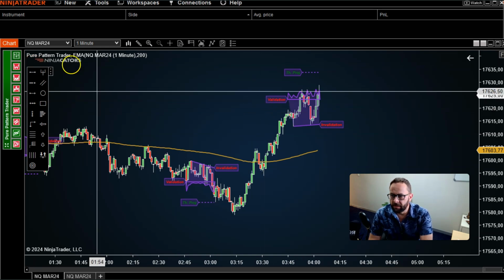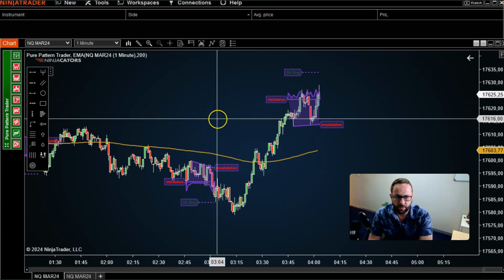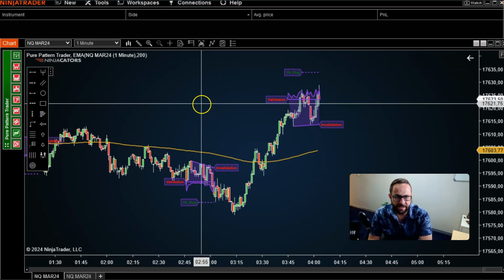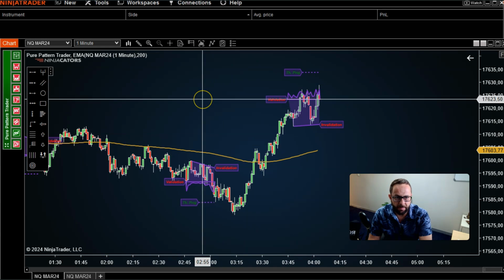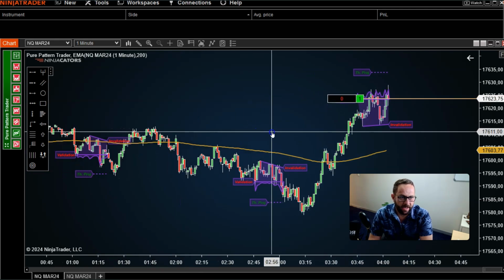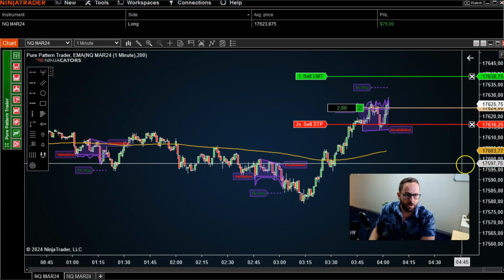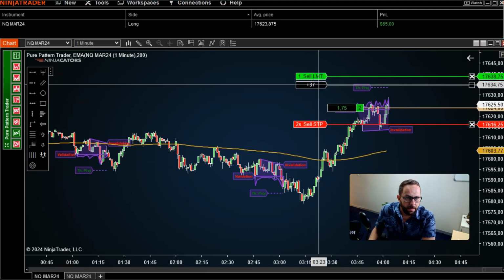Right, traders, I'm looking at the Nasdaq. I've just had a pattern form here with my Pure Pattern Trader software. I've got an instance where price is above a 200 period EMA, meaning that I want to only take long trades here. We've got a little bit of a pullback to the validation level, so I'm going to try to scalp with two contracts.